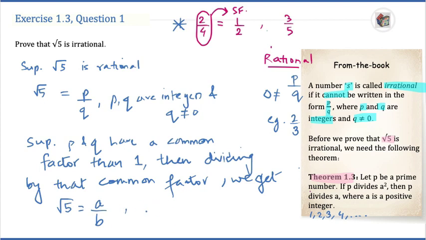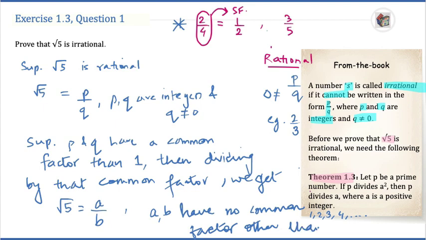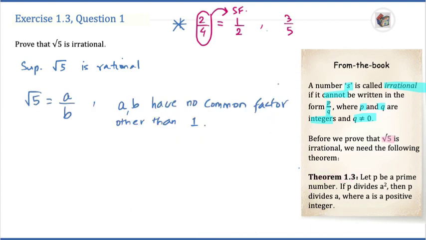So now that I have gotten them into the a and b form, I can be sure that a and b have no common factor other than 1, because if they still have it, then why would I stop? And as I said, they are now in the simplest form, so you cannot simplify them any further. Alright, now what can you do with this? Just multiply b on the left side, and you will get b root 5 is equal to a.